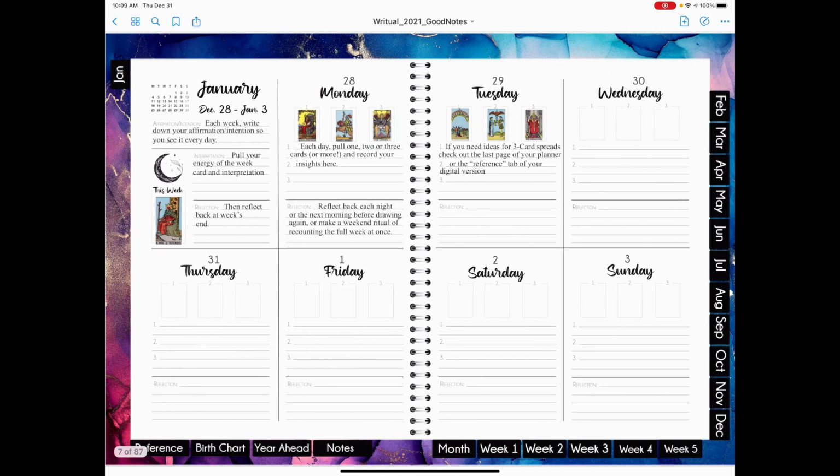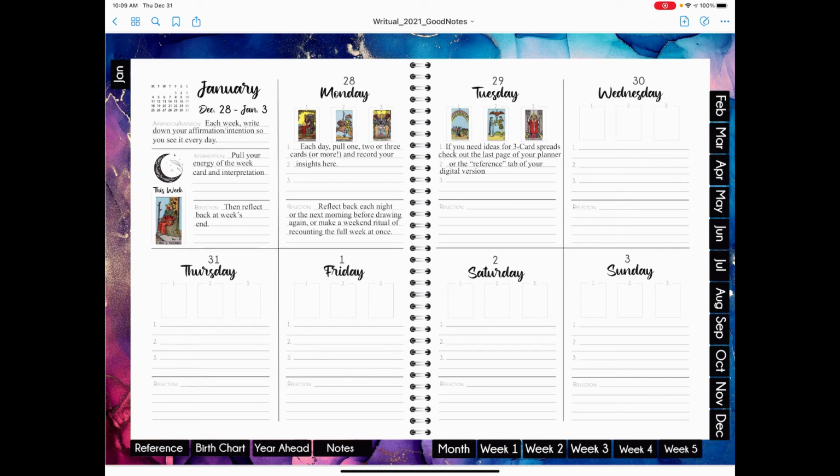All right, the last page of the planner, this is the bulk of your planner, is the weekly spreads. So I have put space down each week for you to write down your affirmation or your intention, your mantra, whatever it is that you want to be able to see every day, multiple times a day, and keep in your mind. And then you can pull your card for the week. Again, it's kind of an energy of the week. Record your interpretation, and at the end of the week, reflect back.